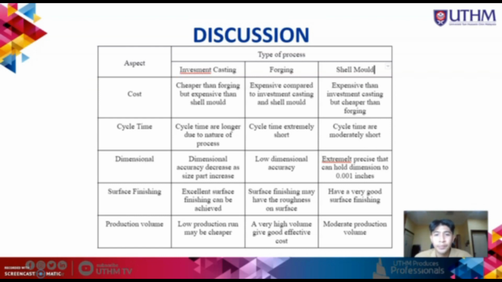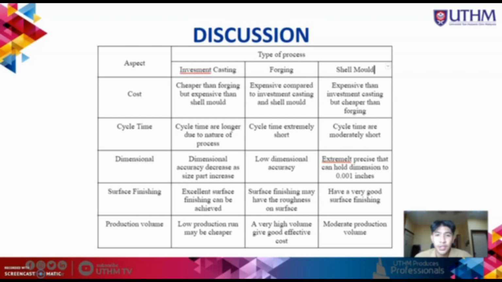For the cycle time, it is longer for investment casting due to the nature of the process. For forging, cycle time is extremely short, and for shell mold, cycle time is moderately short. Next, dimensional accuracy. For investment casting, dimensional accuracy decreases as part size increases. For forging, low dimensional accuracy. And shell mold is extremely precise and can hold dimensions to 0.001 inches.